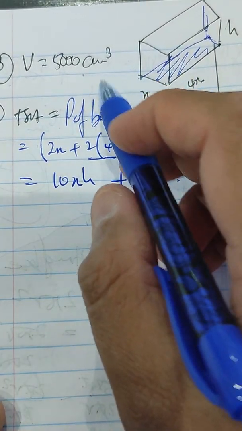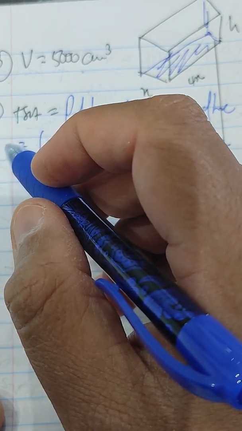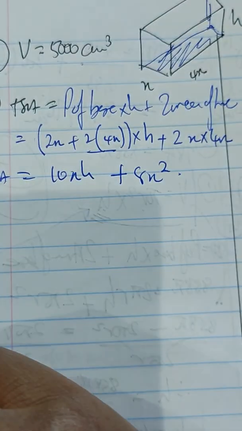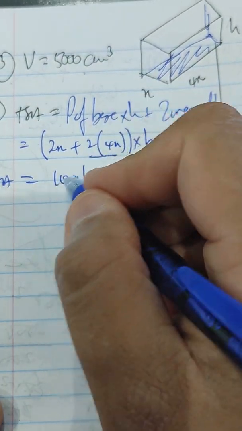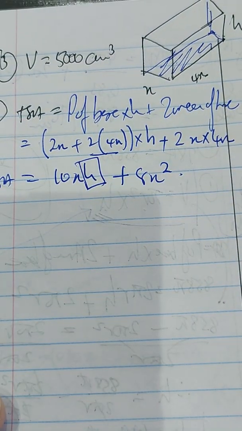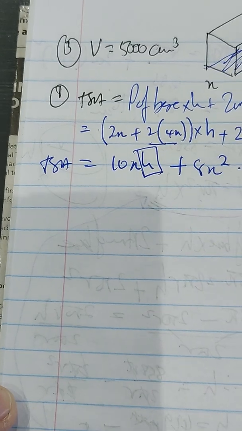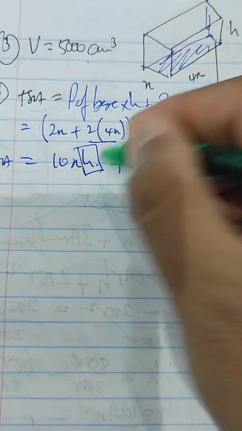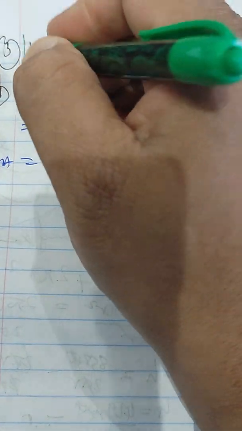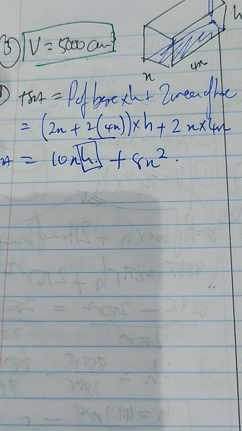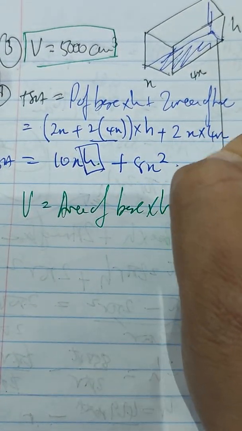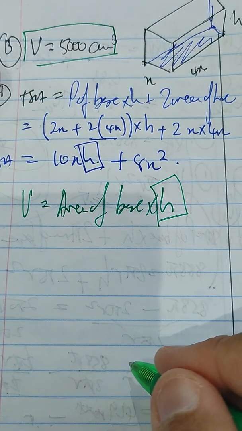But we want the total surface area in terms of x, and this is not in terms of x only, it's in terms of x and h. So what we need to do is replace our height with something in terms of x. However, our volume is known to us. The volume is area of base times height, and you see there that h comes in again.